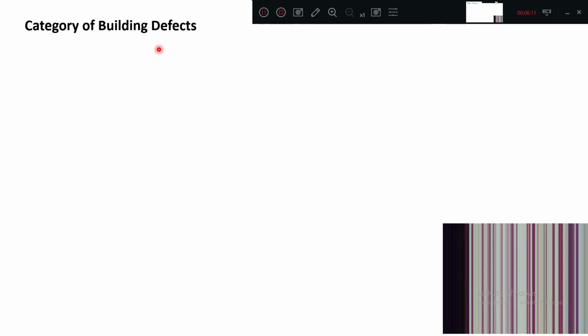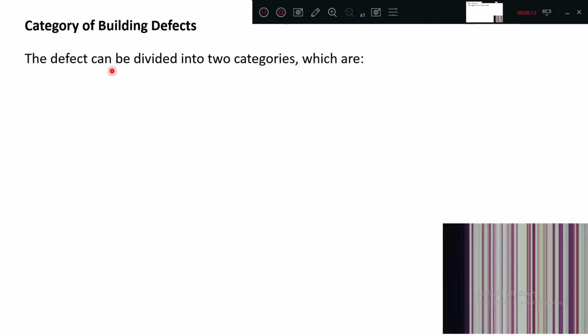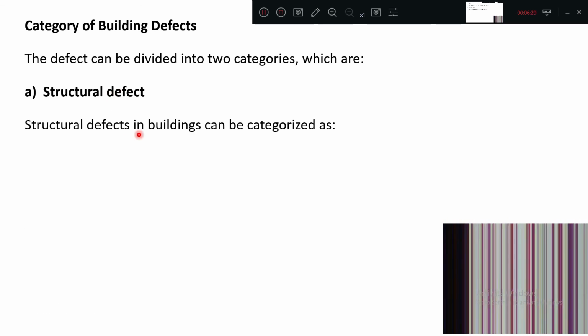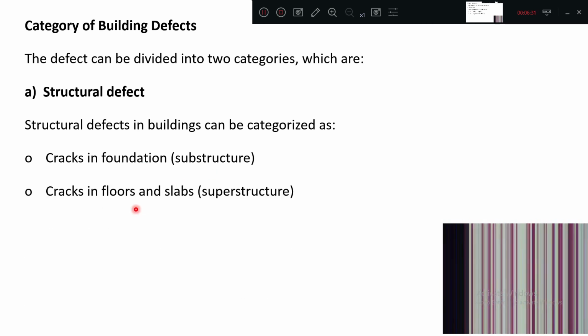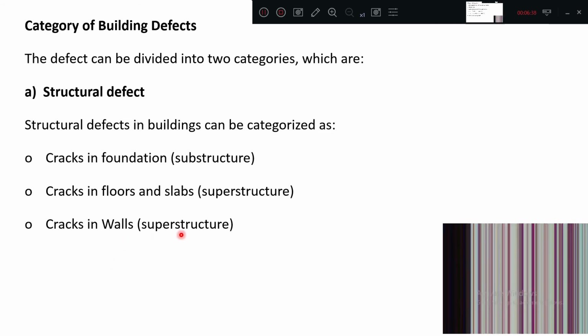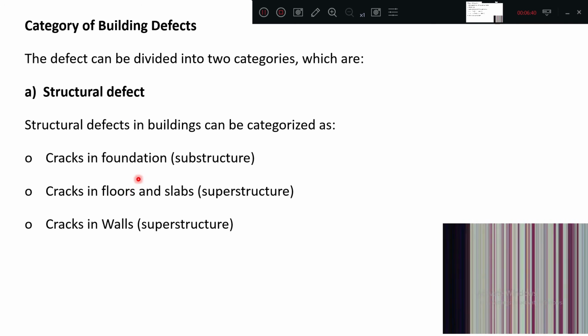Category of building defects. How can you classify the building defects? The defects can be divided into two categories: structural defects and non-structural defects. Structural defects in buildings are those affecting load carrying capacity. Cracks in the foundation, that is substructure. Cracks in floors and slabs, and cracks in the walls, that is superstructure. These are the structural defects: foundation, floor, walls, columns.